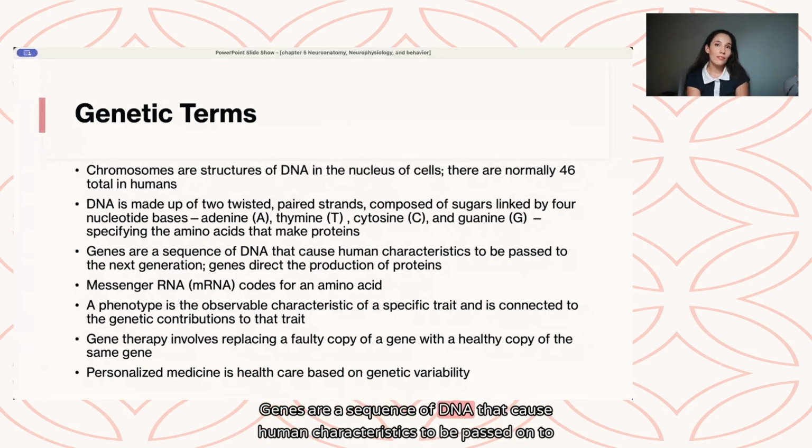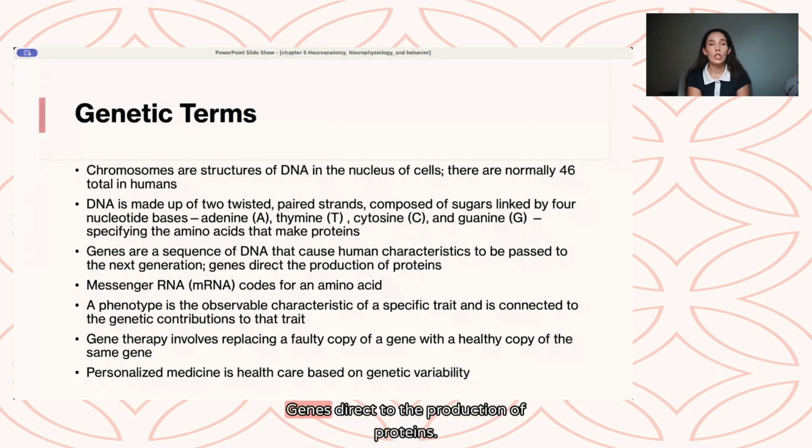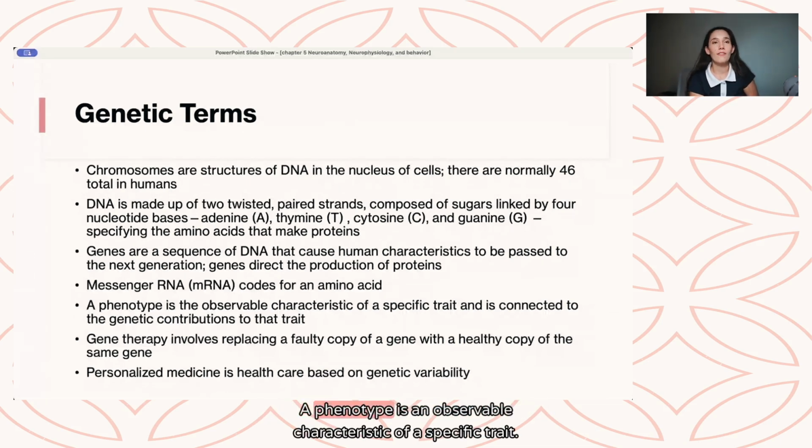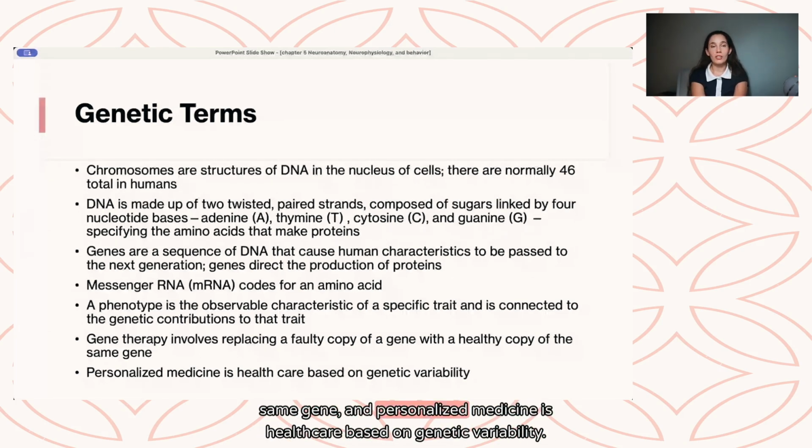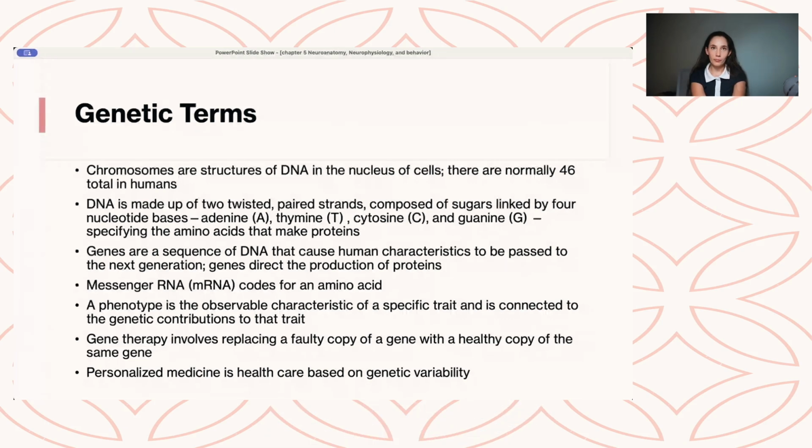Genes are a sequence of DNA that cause human characteristics to be passed on to the next generation. Genes direct the production of proteins. Messenger RNAs code for amino acids. A phenotype is an observable characteristic of a specific trait and in connection to the genetic contributions to that trait. Gene therapy involves replacing a faulty copy of a gene with a healthy copy of the same gene, and personalized medicine is healthcare based on genetic variability.